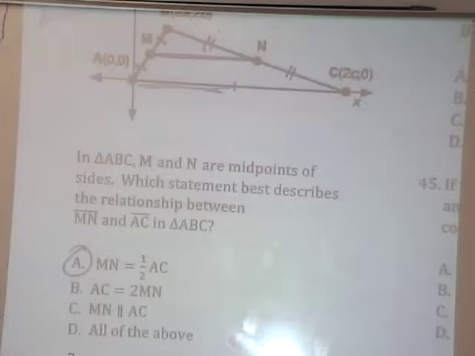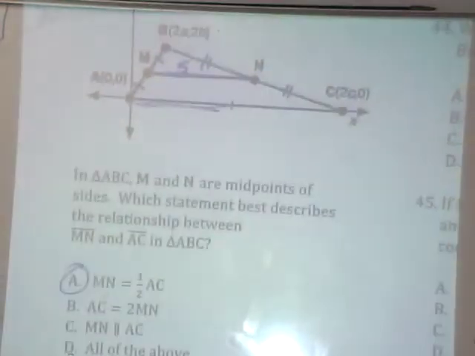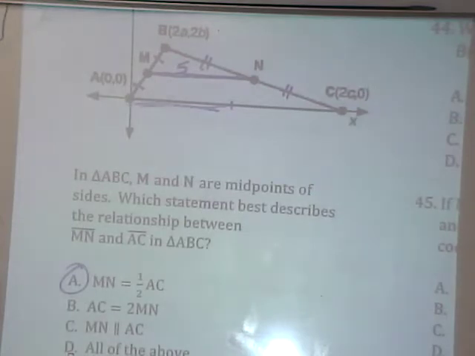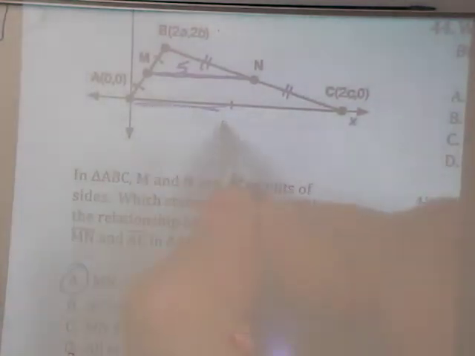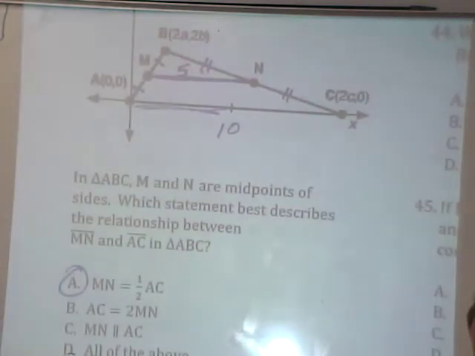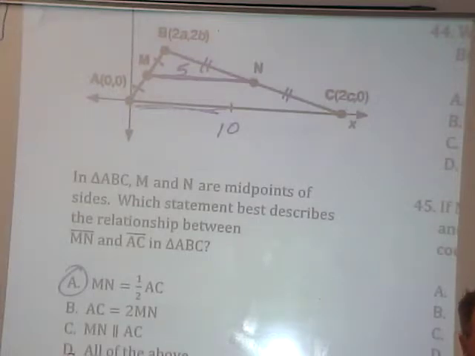So if I tell you MN is 5, for example, how much would AC be? 10. Yes, ma'am. I got all the above for that one. Is there an all of the above for that? Yeah. I didn't even look at the other choices. Let's keep looking. Make sure you pay attention, right? Let's read the rest of it.